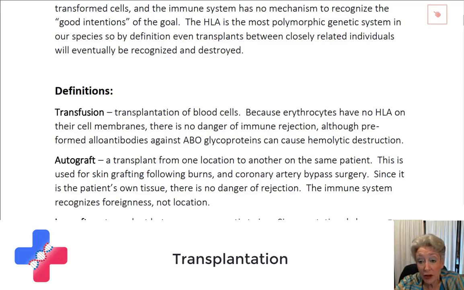Now, transfusion is what we call it when we transplant blood, okay? And since erythrocytes have no HLA on their surface, then we don't have any worry about that type of rejection. But we did speak already about the fact that preformed allo antibodies are made against ABO glycoproteins that are unlike your own. And that happens because of the fact that we are sensitized by our normal flora to their glycolipids, and therefore we will spontaneously have IgM antibodies against those molecules.